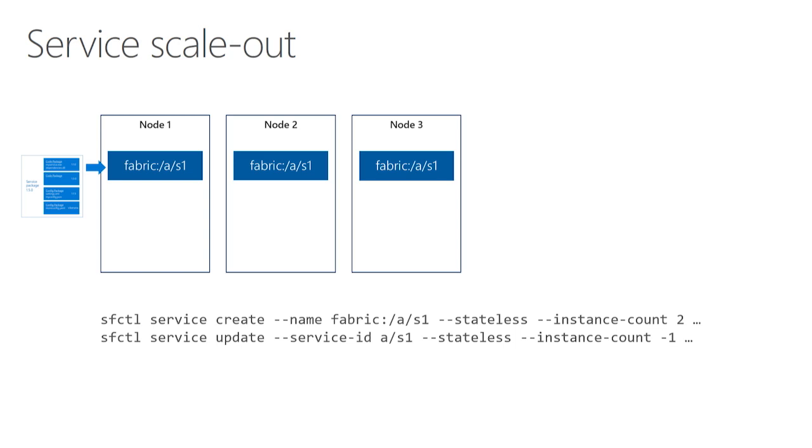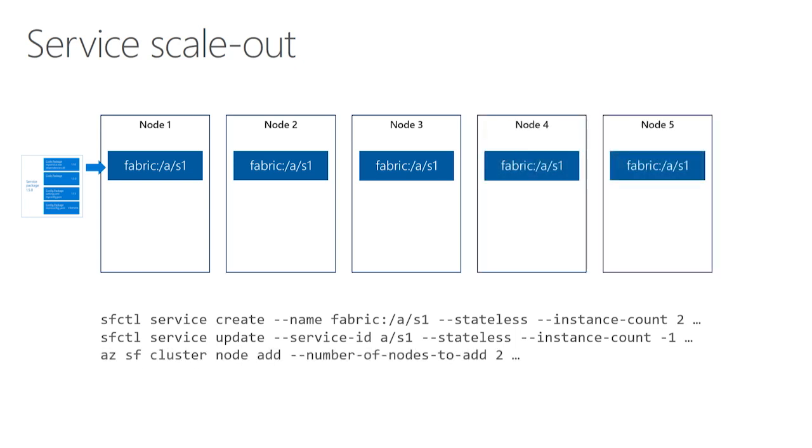Now I've taken advantage of all the nodes available, and now I probably want to add more capacity, and I can do that using the Azure command line, Azure CLI, and I can simply say add more nodes to my Service Fabric cluster. And because my service is running with that special instance count of -1, Service Fabric will automatically place it on those new nodes. And so that's the basic stateless scale-out story.